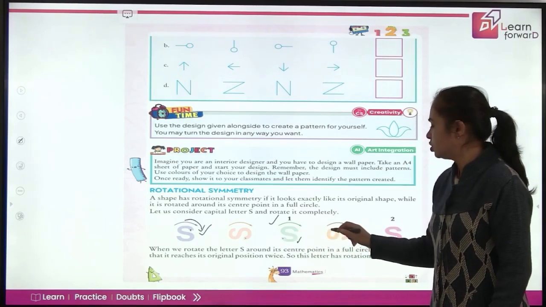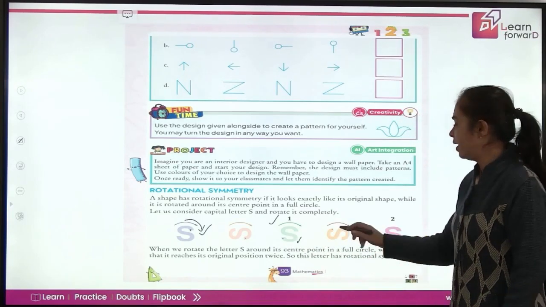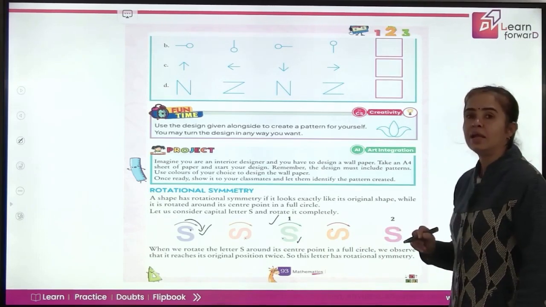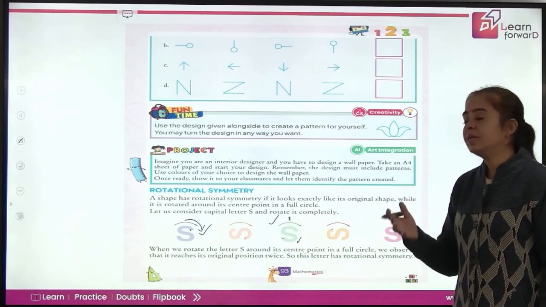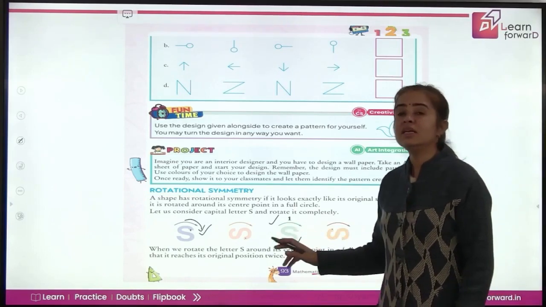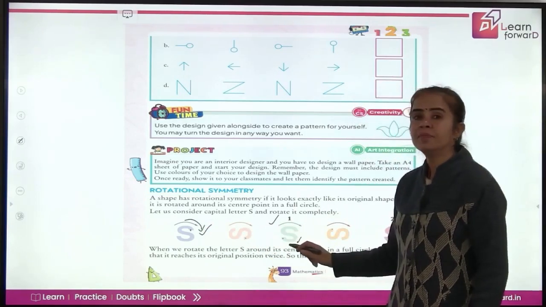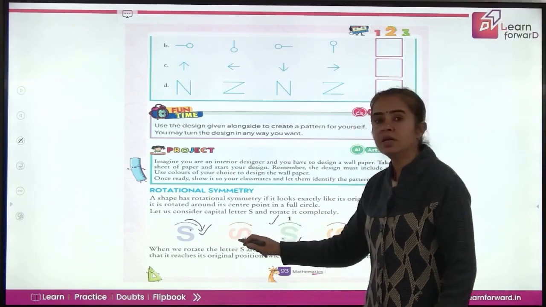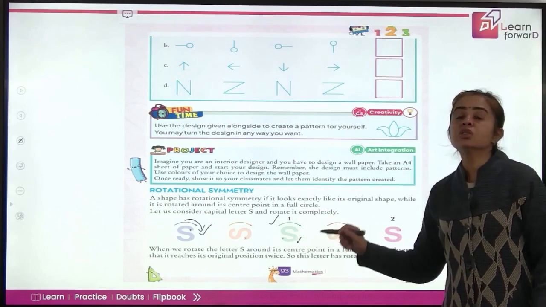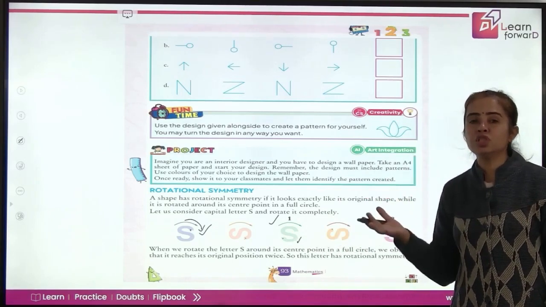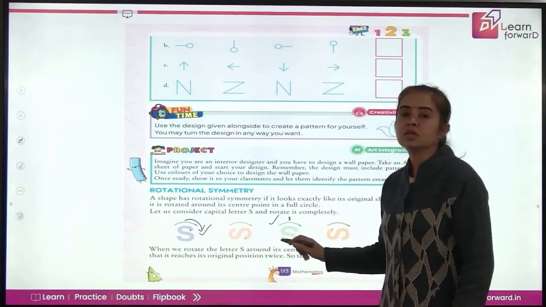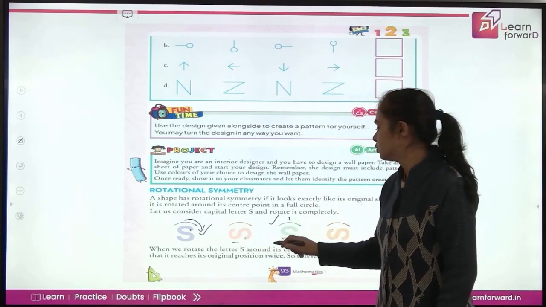My dot will reach here, and again in the next quarter turn, my dot will be here. So, in how many turns has this reached its actual position? In just 2 turns. So, from here it reached here and it reached its original shape, position, whatever. But then it is looking similar to this. So, in 2 steps we have reached here.